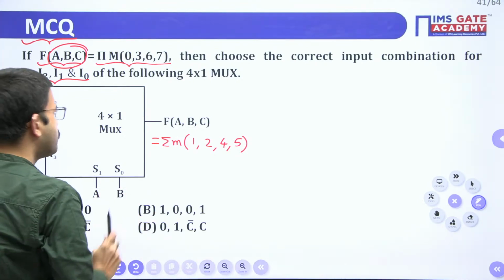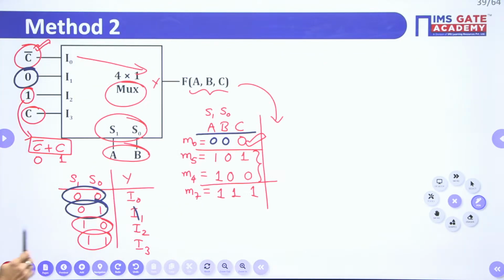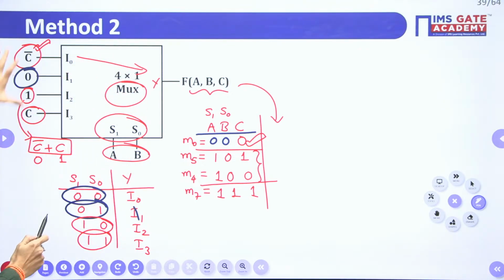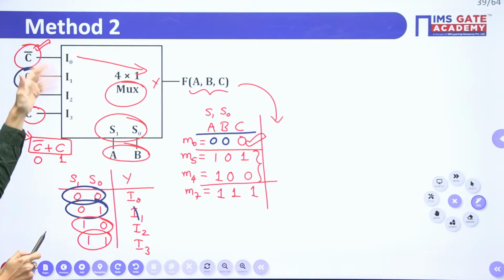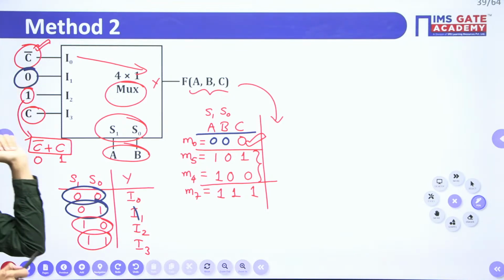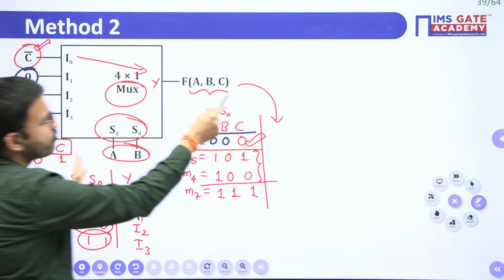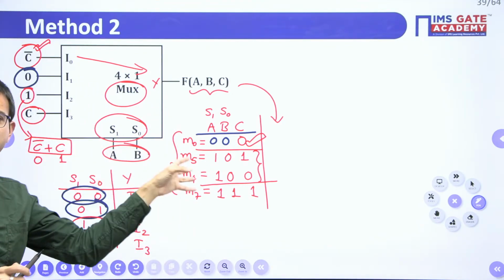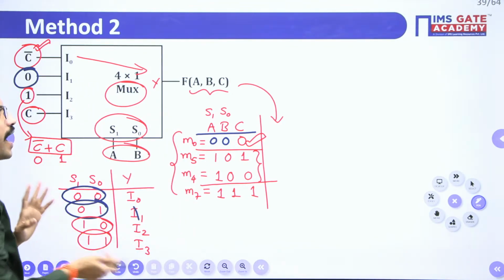Now if you observe the previous question, for the mux they had given the input variables, and the input values also in terms of the variables or in terms of constants. From there we got the output function in terms of sigma m form. This is one variety of question regarding mux.